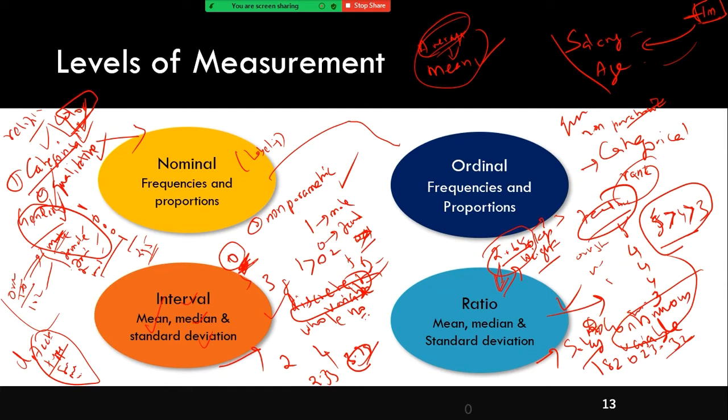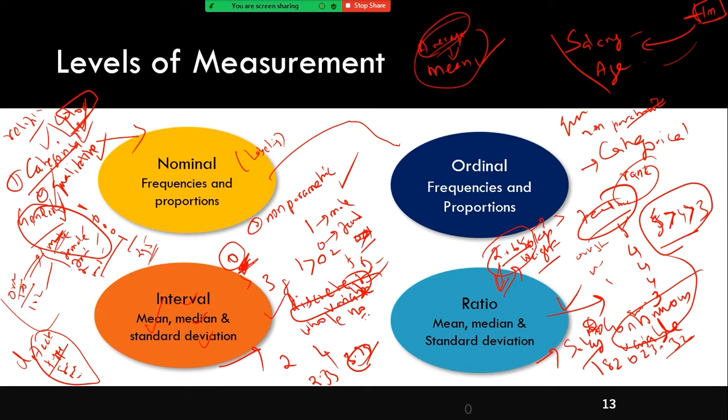So if I say my account balance is zero, that means I don't have anything. The real meaning for zero is coming into picture when it comes to this one. But whereas in the case of interval, the classic example is temperature. If I say 0 degree temperature, that doesn't mean there is no temperature at all, right? Fine. So that is what you need to remember here.